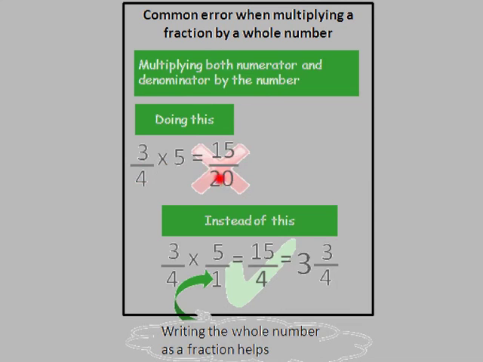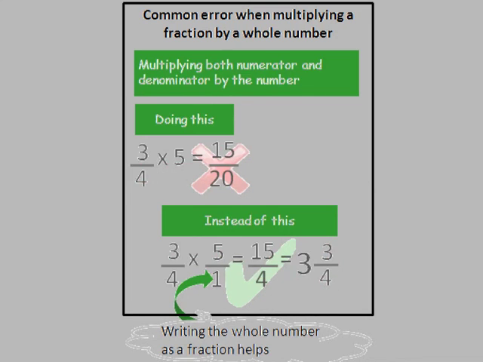non-reduced form. So it's very important that we remember to make this whole number a fraction by putting a 1 under it and then multiply across. 3 times 5 is 15, 4 times 1 is 4, and then we can reduce that to the mixed number 3, because 4 will go into 15 3 times with 3 left over, so 3 3/4. Okay, so just don't make that mistake.